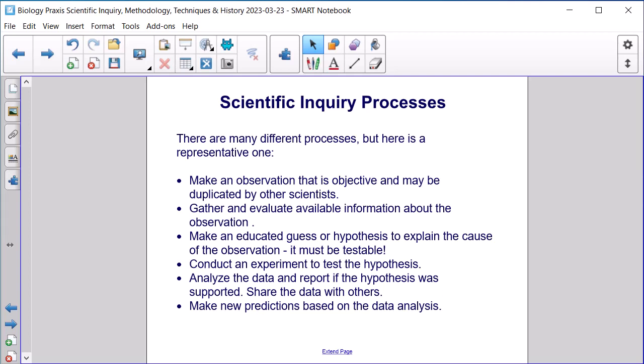Analyze the data and report if the hypothesis was supported. Share that data with others. Make a new prediction or make new predictions based on the data analysis.